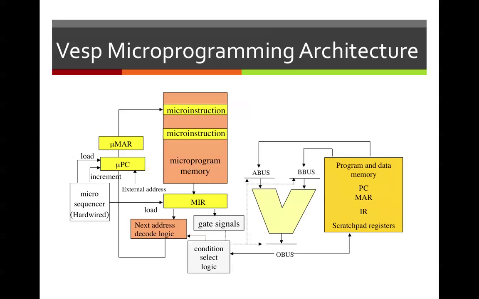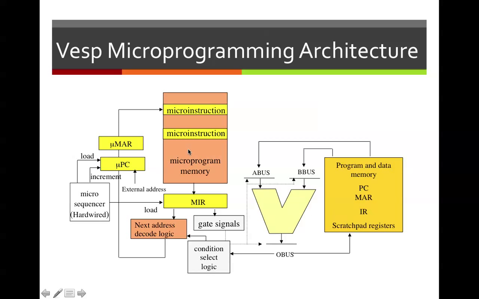Now, here is the microprogramming architecture that VESP has been extended to. And what this diagram demonstrates, I hope that you get this, is that there are two memories here. One is where we normally execute our machine instructions in VESP, and all of these are still handled by the critical control registers that we had, like the program counter, and then the instruction register, and then the memory address register, etc.